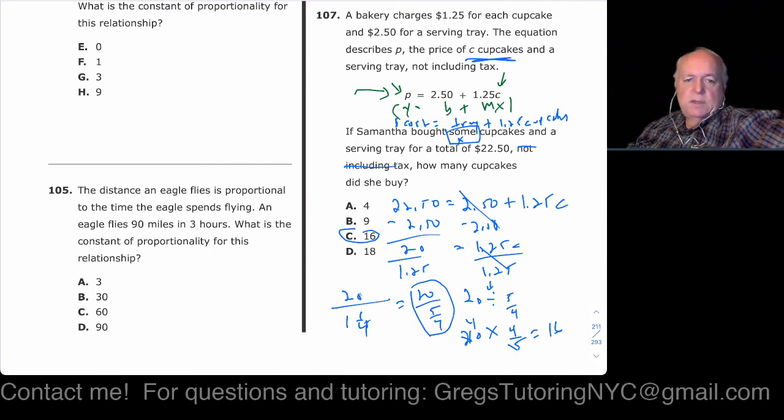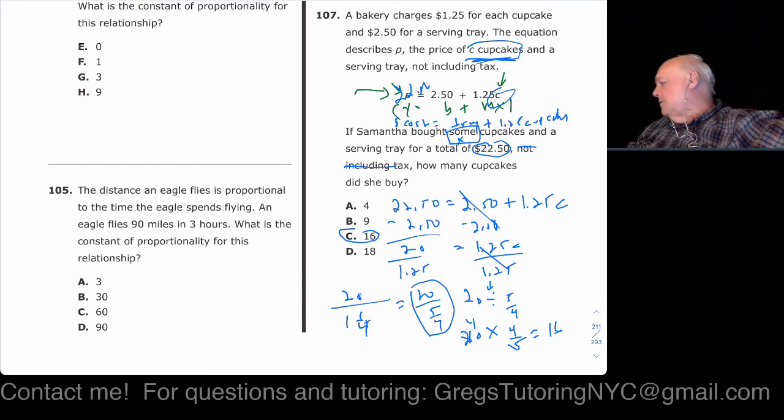Yes, 107 is C. It was just a matter of realizing it was a linear equation, following that model, and plugging in the right numbers. The key was 22.50. They gave us the expression, so all we're doing is setting 22.50 equal to that, and at that point we're solving for C. C is the number of cupcakes, so that answers how many cupcakes she bought. We set up an equality, similar to the inequalities we just solved.